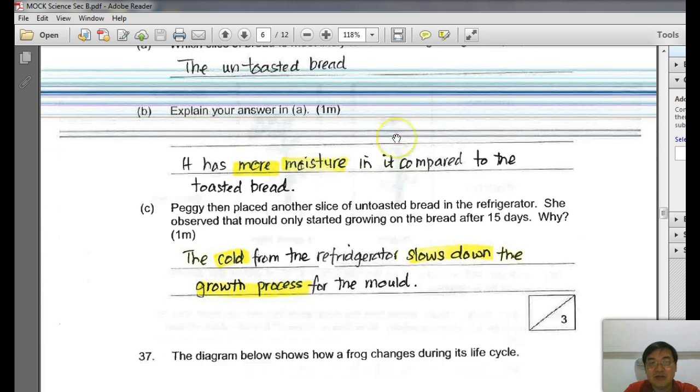So we explain the answer. It has more moisture compared to the much drier toasted bread. The untoasted bread has more moisture in it compared to the toasted bread.